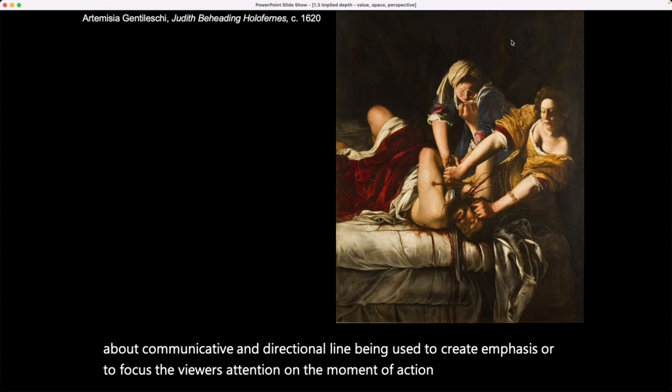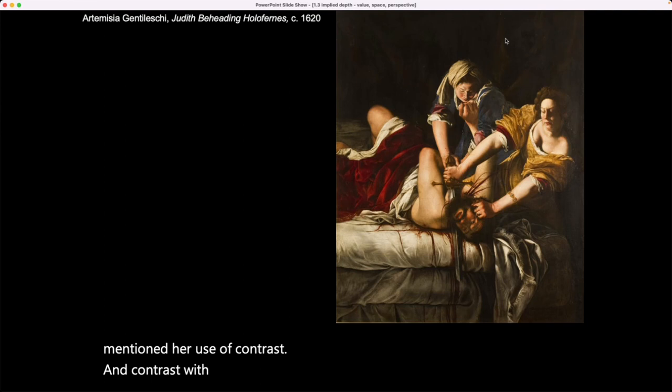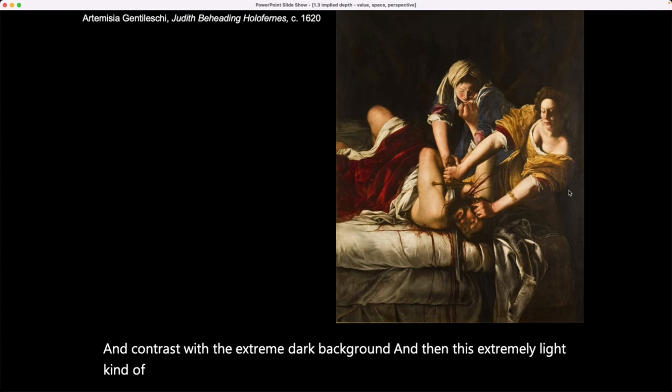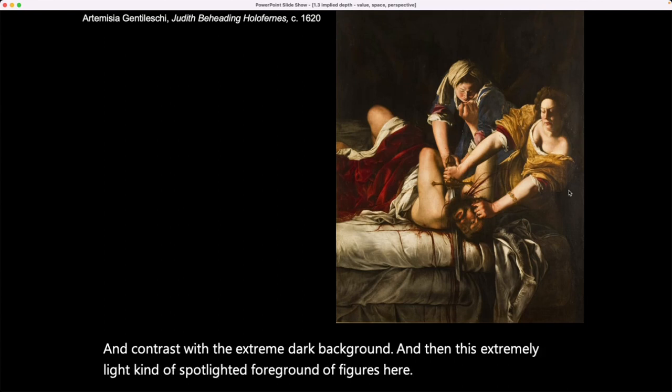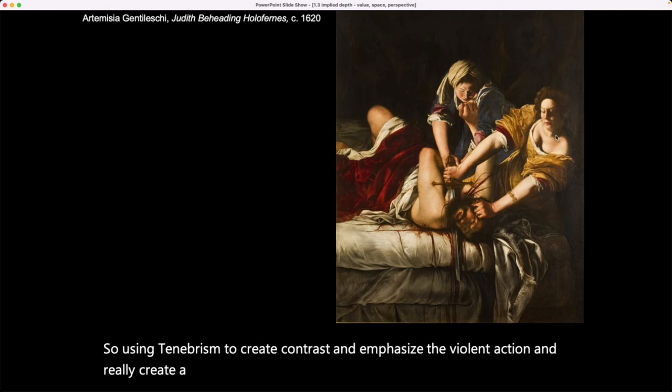But I also mentioned her use of contrast, contrast with the extreme dark background and then this extremely light, spotlighted foreground of figures here. So using Tenebrism to create contrast and emphasize the violent action and really create a scene that seems to emerge out of the darkness as it happens.